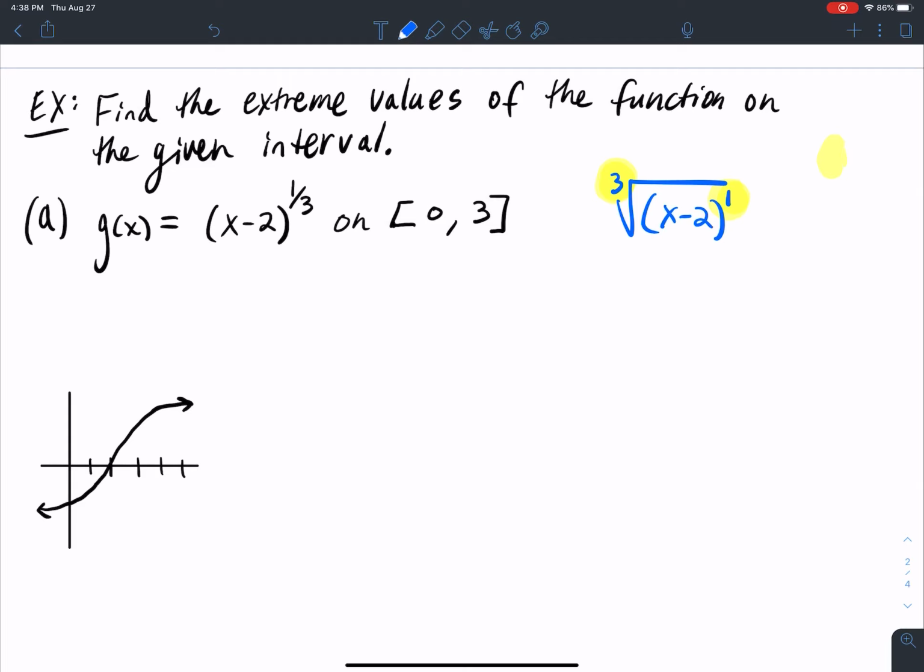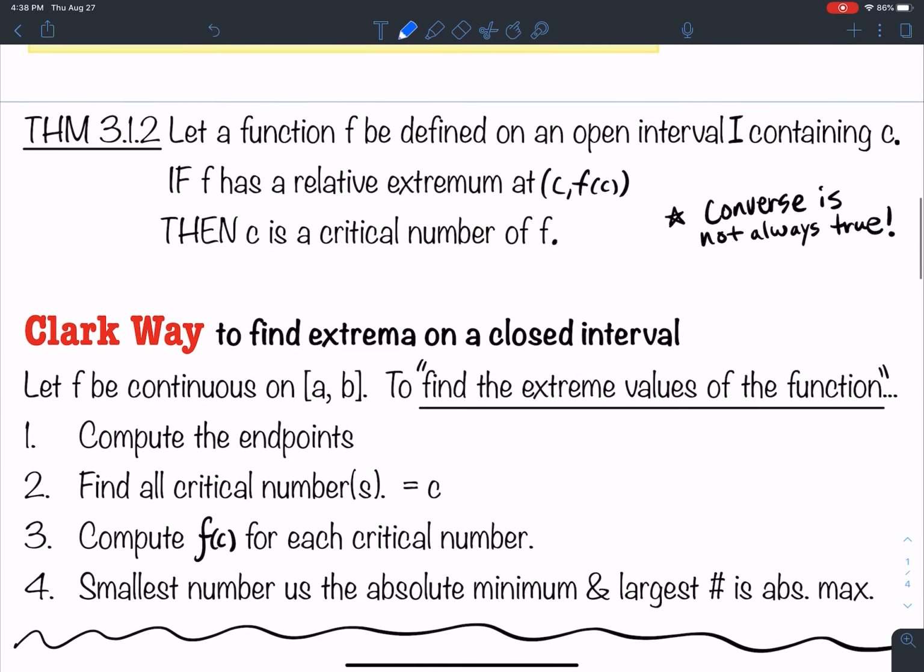All right, now, to us, it's useful to have this in the rational exponent form because it's easier to take the derivative this way, so make sure you're able to convert. But let's go through finding the answer to this problem using the Clark way. So what's the Clark way say?